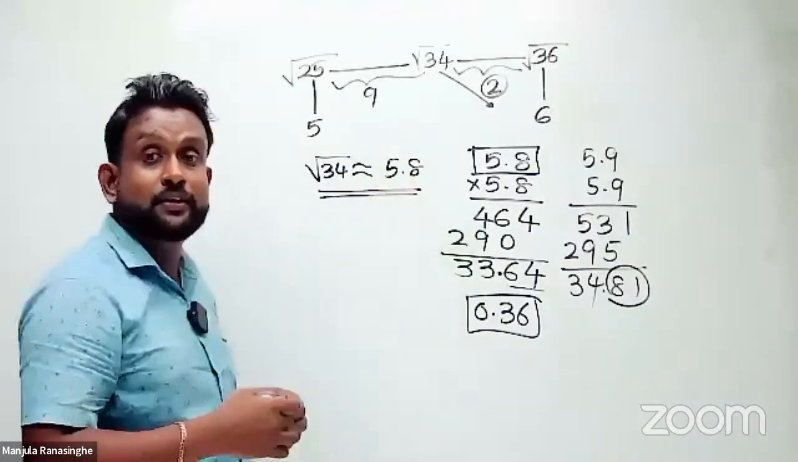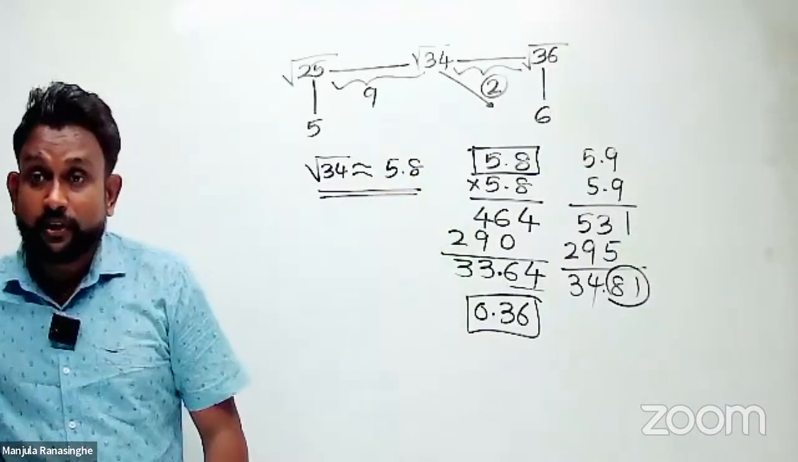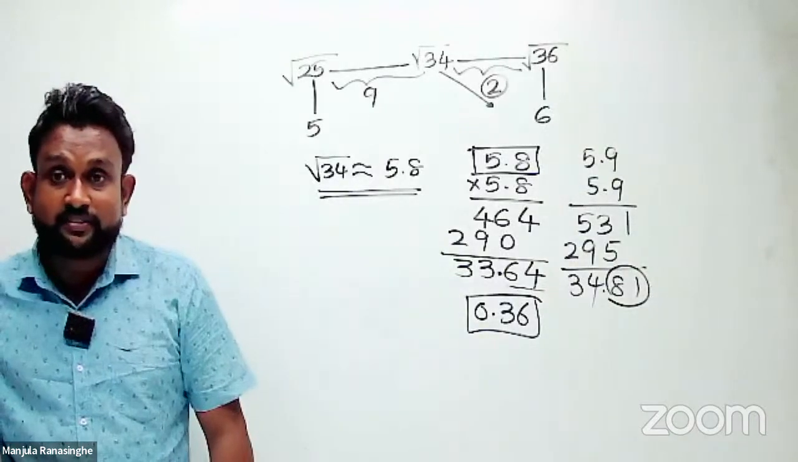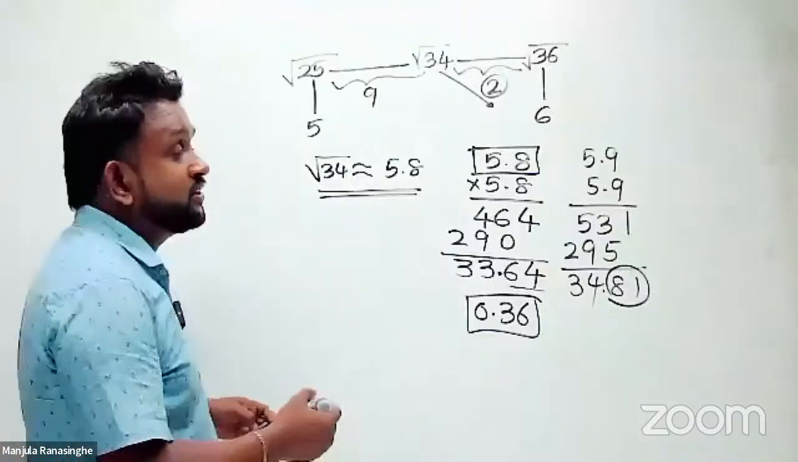So you have to underline with the given answers. What is the given answer there? 5.8 there. The second answer is the answer. Okay, for the first question. Second one.